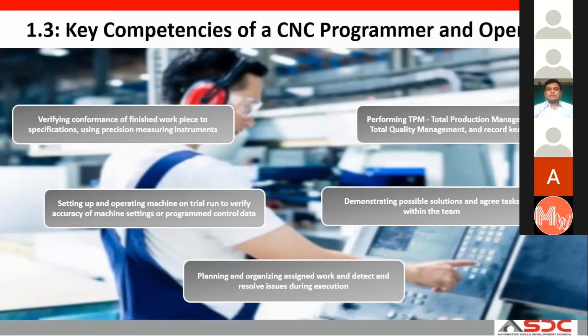Then lastly, planning and organizing, assigning work, and detecting issues in the functioning of the plant, and then resolving issues during the execution. If there are any issues in the execution, he should know how to resolve them. Sometimes in a CNC machine, we create the program and take the trial run, and after that there is some problem with the machine, the program is not functioning, the program is not working. Then the programmer and operator should know how to correct the program.